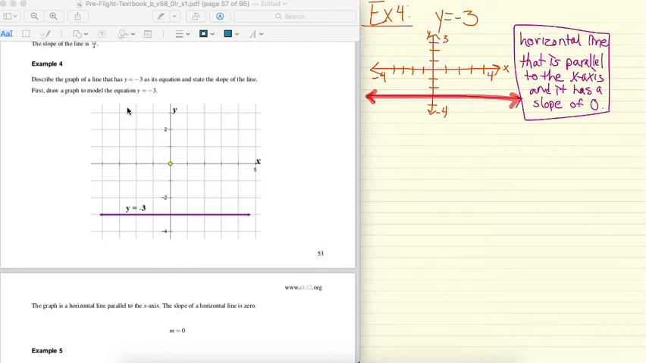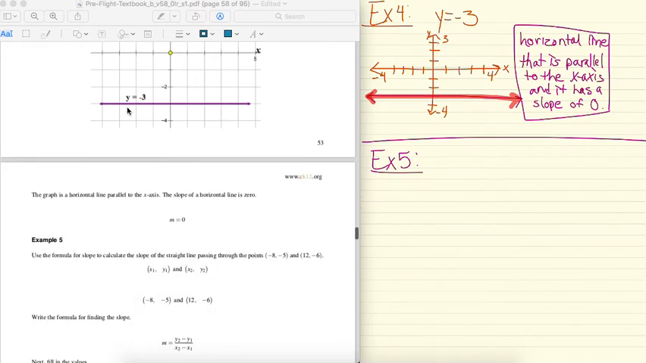All right, the last problem we're going to do, the last example, is example 5. So example 5 says, use the formula for slope to calculate the slope of the line that passes through these 2 points. And so the 2 points they give us are -8, -5. And the next point is 12, -6.